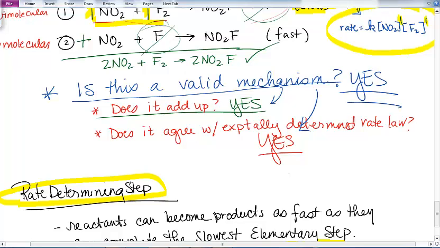It doesn't mean it's the only mechanism. This is not telling you that absolutely is 100% the way it occurs in real life. That isn't what it means. Someone else might propose another mechanism that might also add up and agree with the experimentally determined rate law, and so that one might also be a valid mechanism. The only way to tell is if we magic school bus ourselves inside and watched it happen, which is a little difficult, I would say. So this is just saying, is this a possibility? Yep, this is a possibility.